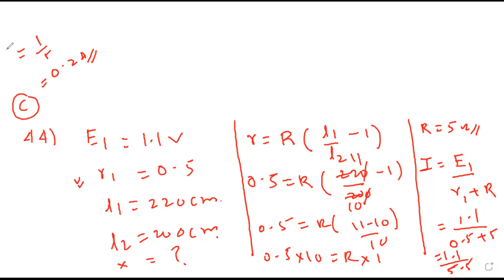Select the wrong statement. Potentiometer is constant voltage device. Is it correct? Or no. It is a constant current device, not constant voltage. So 45th is wrong. A is wrong. 45 wrong statement is A.